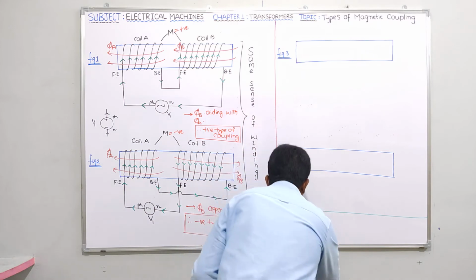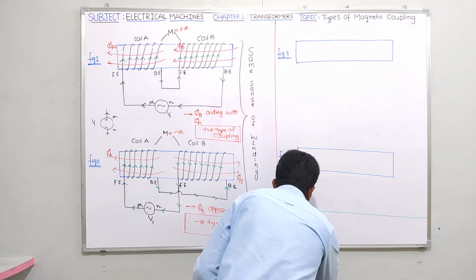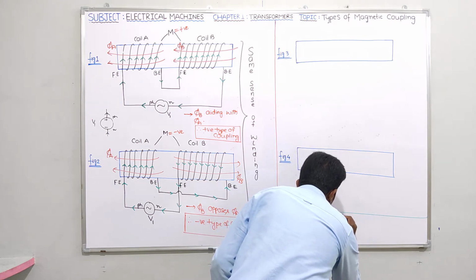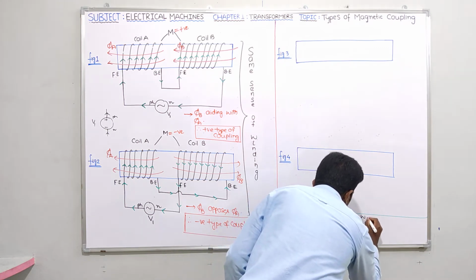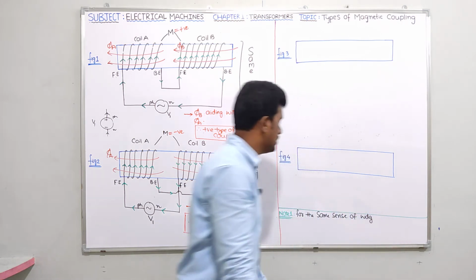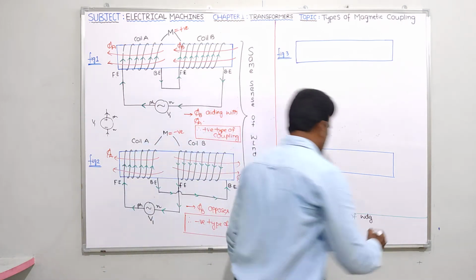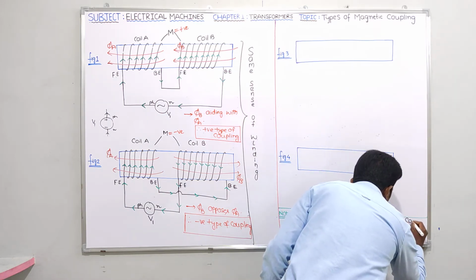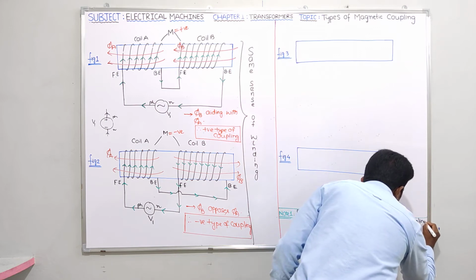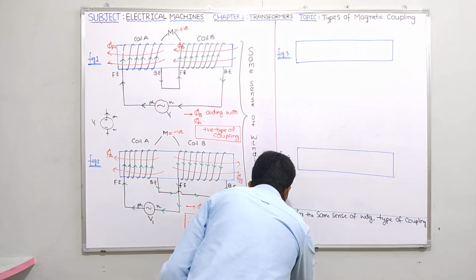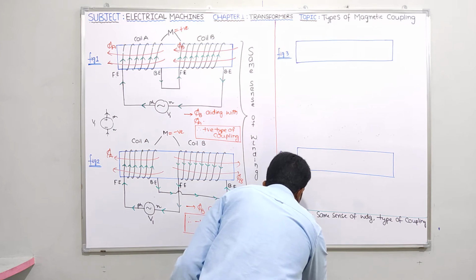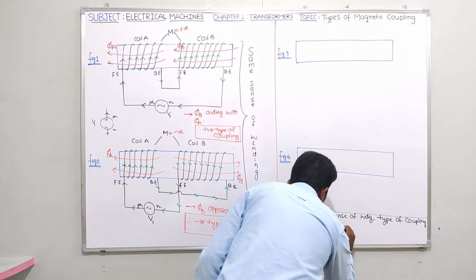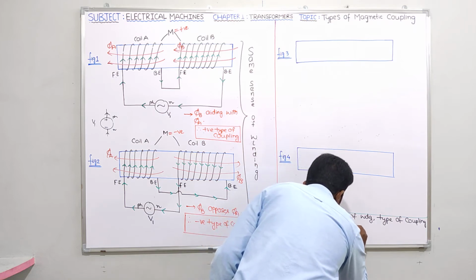So let me write here. For the same sense of winding, I am just writing WDG in short form. For the same sense of winding, type of coupling can be changed by changing the direction of current.